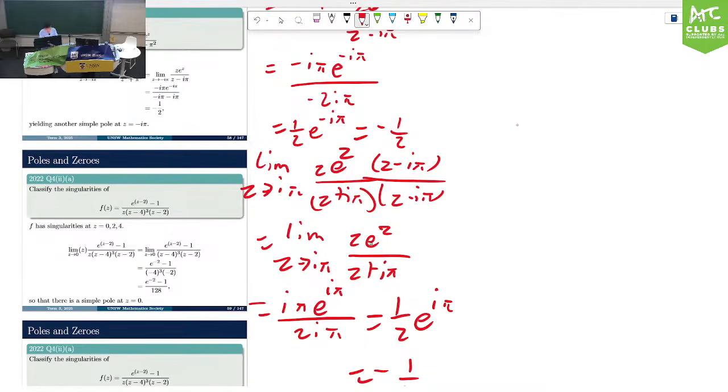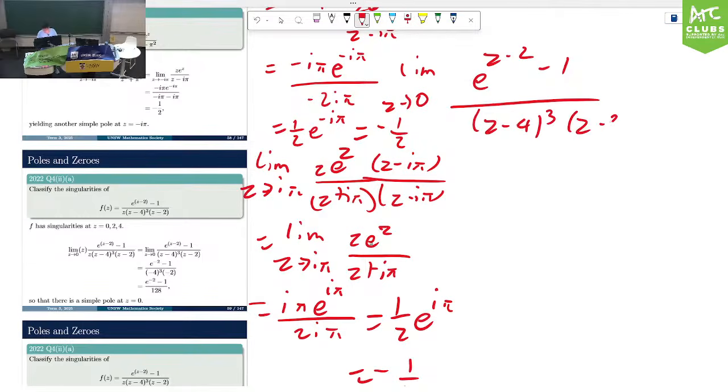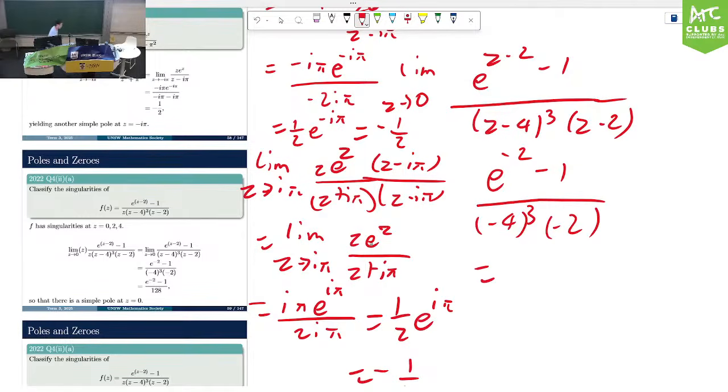So when dealing with z equals 0, I'm claiming it's probably not a removable singularity, since if you sub in, you divide by 0. Let's consider just times it by z. I'll just say this: limit as z approaches 0, times this by z, so z minus 4 cubed, so just cancel. Then sub in 0, so it's e to the 2 minus 0, minus 1, minus 4 cubed, minus 2.